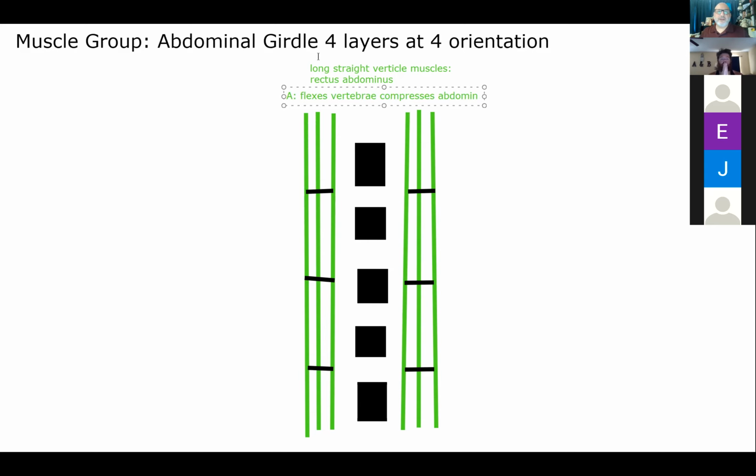These are the most medial of our abdominal girdle muscles. And not surprisingly, if we have muscles that are vertical, we also have muscles that are horizontal.